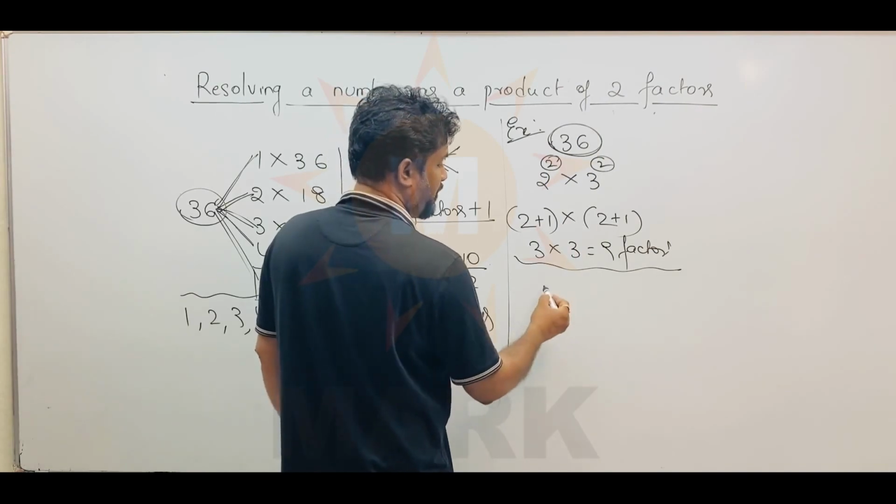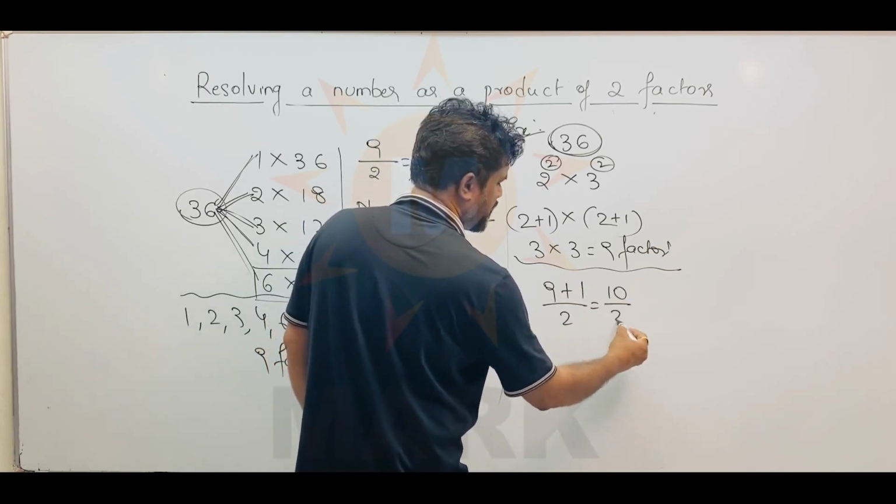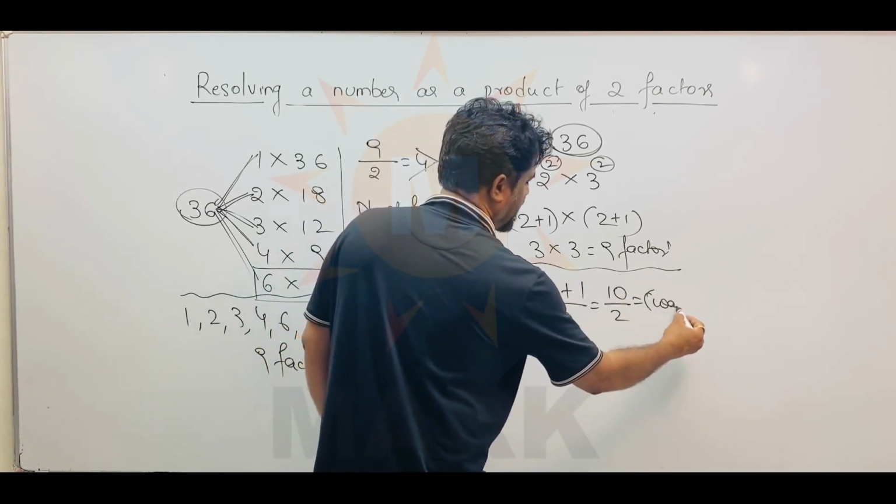So here the number of ways that we can write it as two factors is 9 plus 1 by 2, that is equal to 10 by 2, which is nothing but 5 ways we can write.